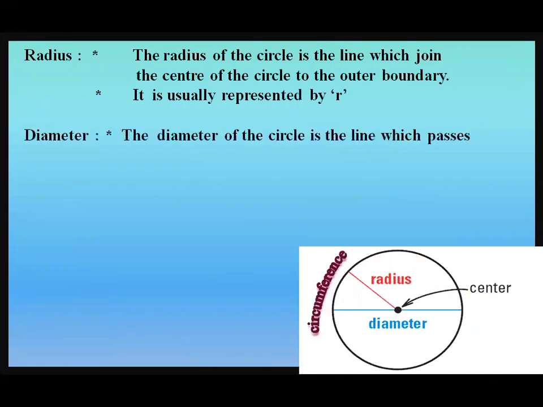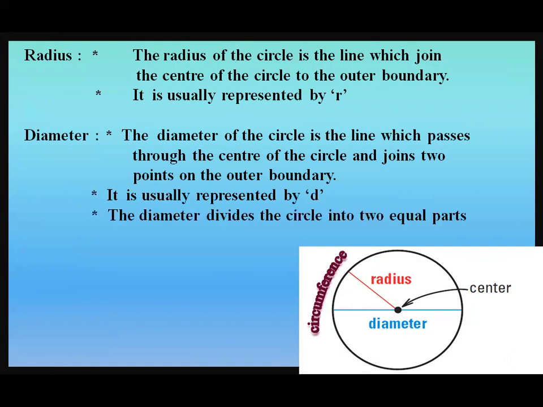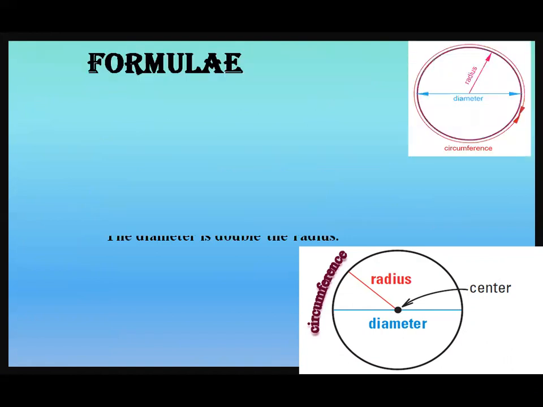Next is the diameter. The diameter of the circle is the line which passes through the center and joins 2 points on the boundary. It is usually represented by d, and the diameter divides the circle into 2 equal halves. The diameter is twice the radius.